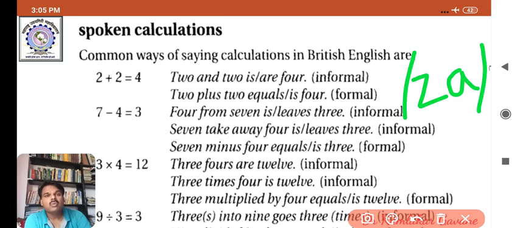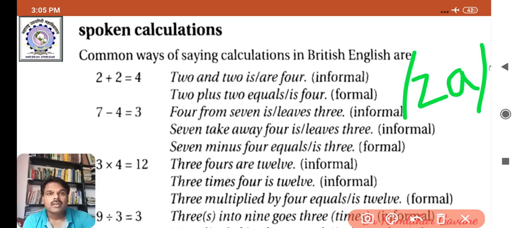As you know, addition, subtraction, multiplication, and division are the basic 4 things in mathematics. But when you come across the spoken calculations, you must be grammatically correct. For example, we have taken here one from each: addition, subtraction, multiplication, and division.